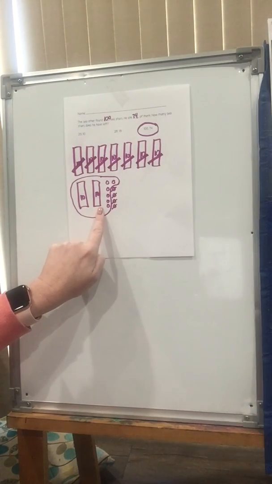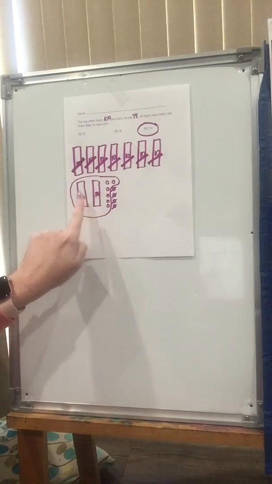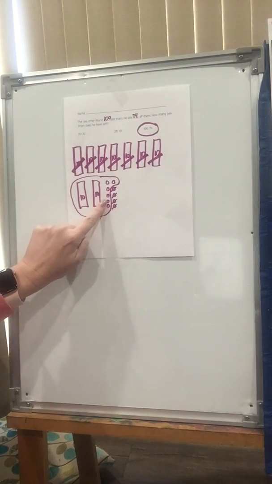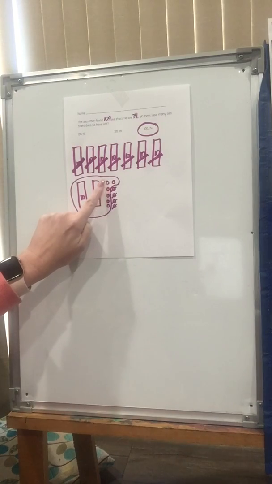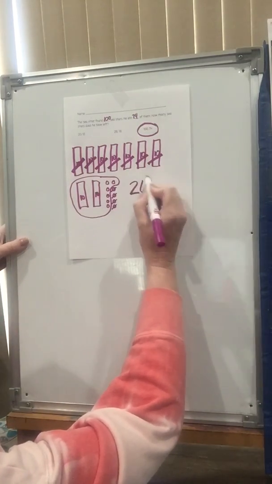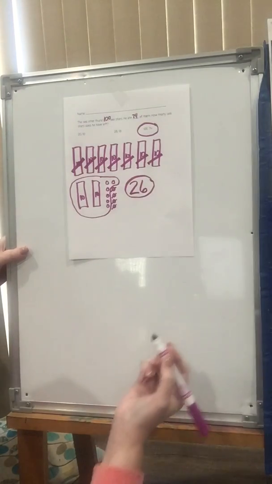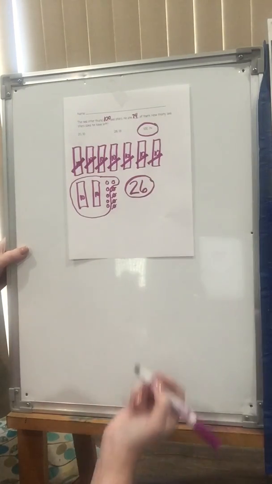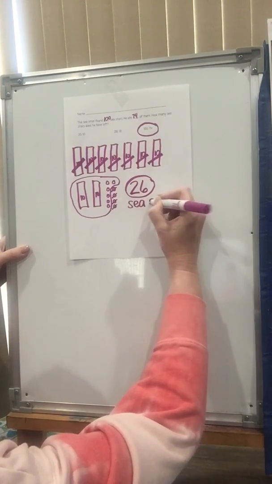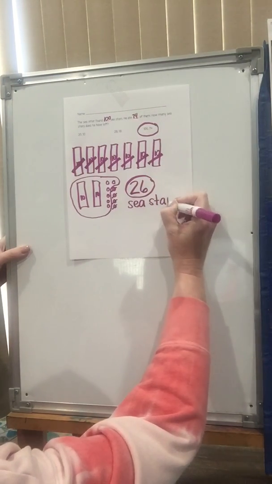So how many does he have left? How many sea stars does he have left? He's got left 10, 20, 21, 22, 23, 24, 25, 26. So the answer to that is 26. But I need to write a number sentence and label also. So he's got left 26 sea stars.